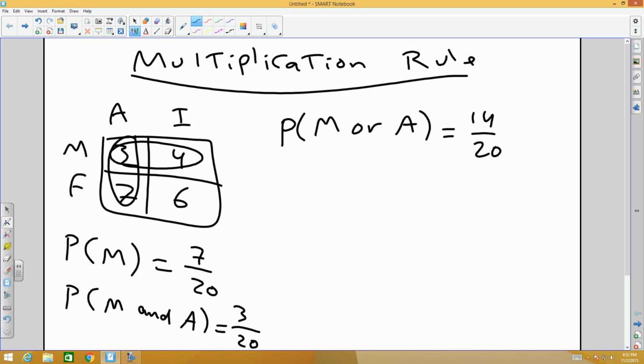Against and male is the same as male and against. Still 3 over 20. M and A and M, same, because it just means happening at the same time. Okay? Any other questions so far? I'm just reviewing what happened last class.